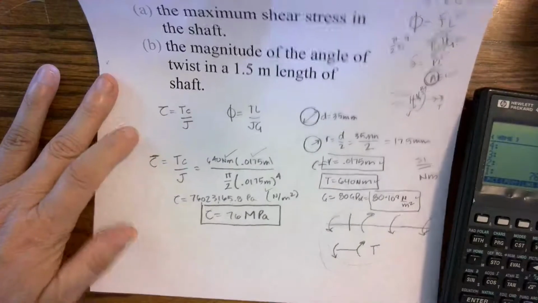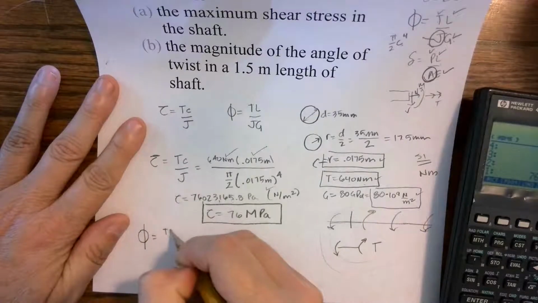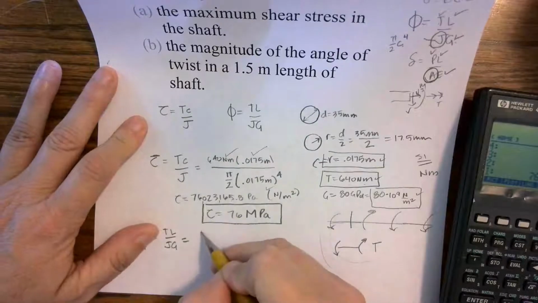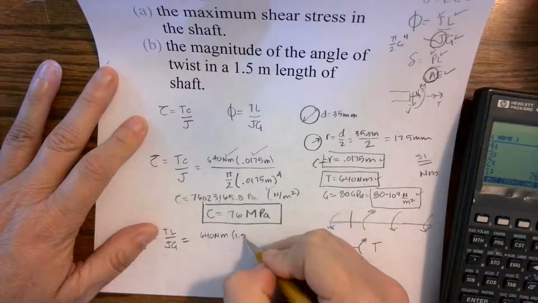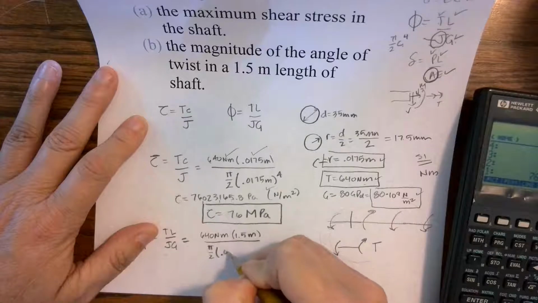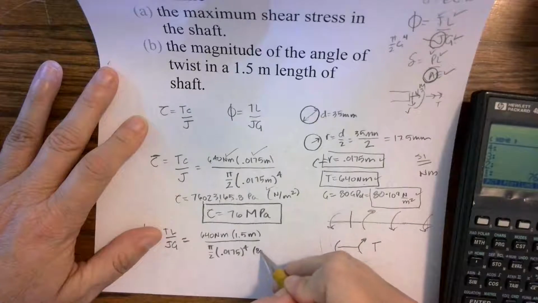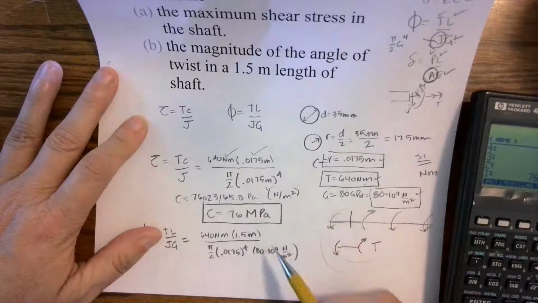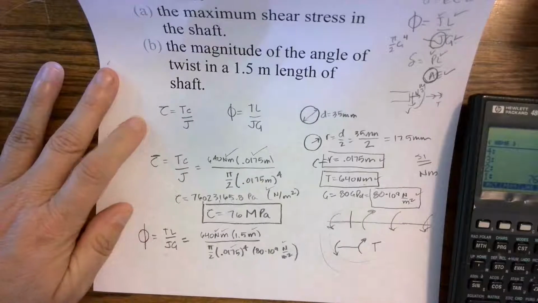Okay, so how does that affect my system? What kind of rotation do we get? Rotation equals TL over JG. Okay, well, my torque was given at 640 Newton meters. It gave me a length of 1.5 meters. My J is still pi over 2, 0.0175 to the 4th. And my G is 80 times 10 to the 9th Newton per meter squared. So if I look, I have Newton meter, Newton per meter squared. So my units are working out correctly.